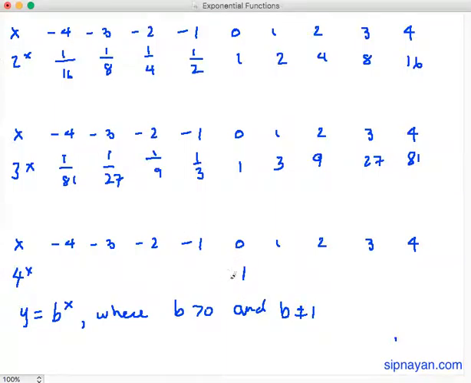So, this is 1. 4 to the 0 is 1. 4 to the first power is 4. 4 squared is 16, 4 cubed is 64, and I think 4 to the 4th is 256. This is 4 times 4 is 16, times 4 is 64, times 4 is 256. And of course, this is the reciprocal. This becomes 1/4, 1 over 16, 1 over 64, and 1 over 256.